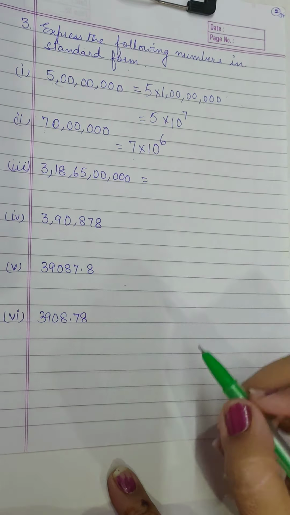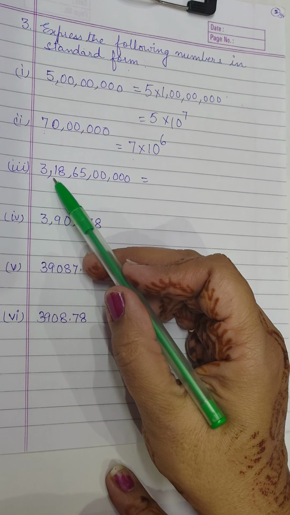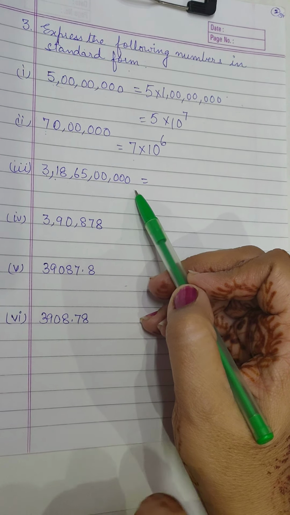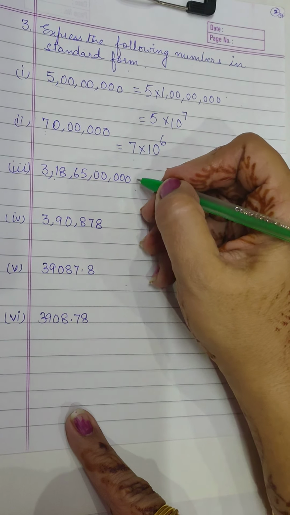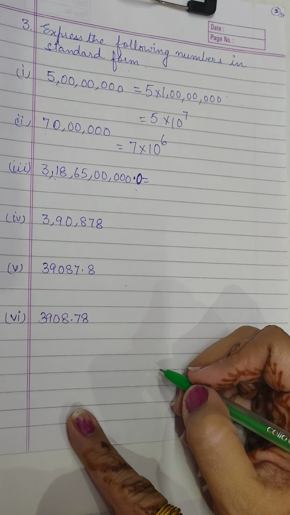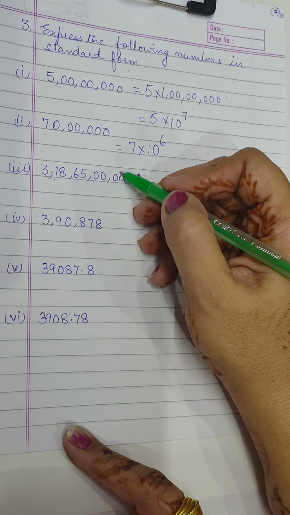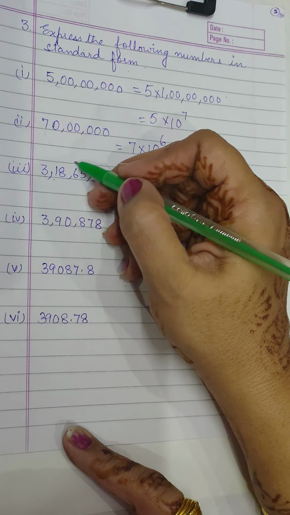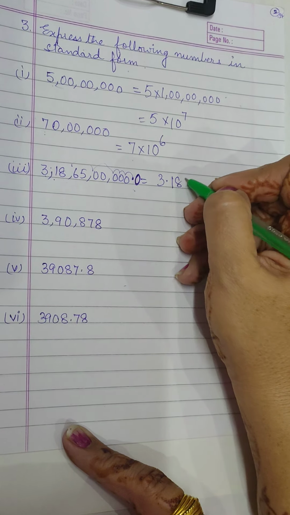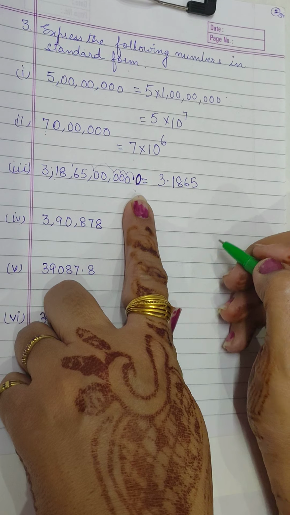But if we have a number like this, I told you that in standard form we have the decimal after the first non-zero digit. Now the first non-zero digit is 3, but it doesn't contain a decimal. And if a number doesn't contain a decimal, that means the decimal is there at the last. Now count the number of places the decimal has to move from there. 1, 2, 3, 4, 5, 6, 7, 8, 9. So this will be written as 3.1865. You are to write till you get all zeros after it.